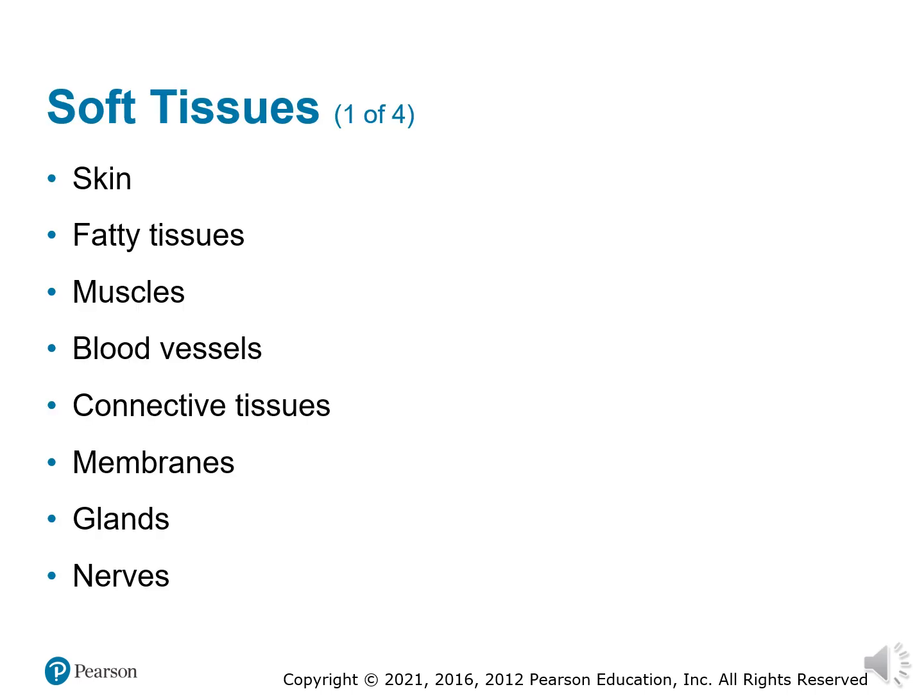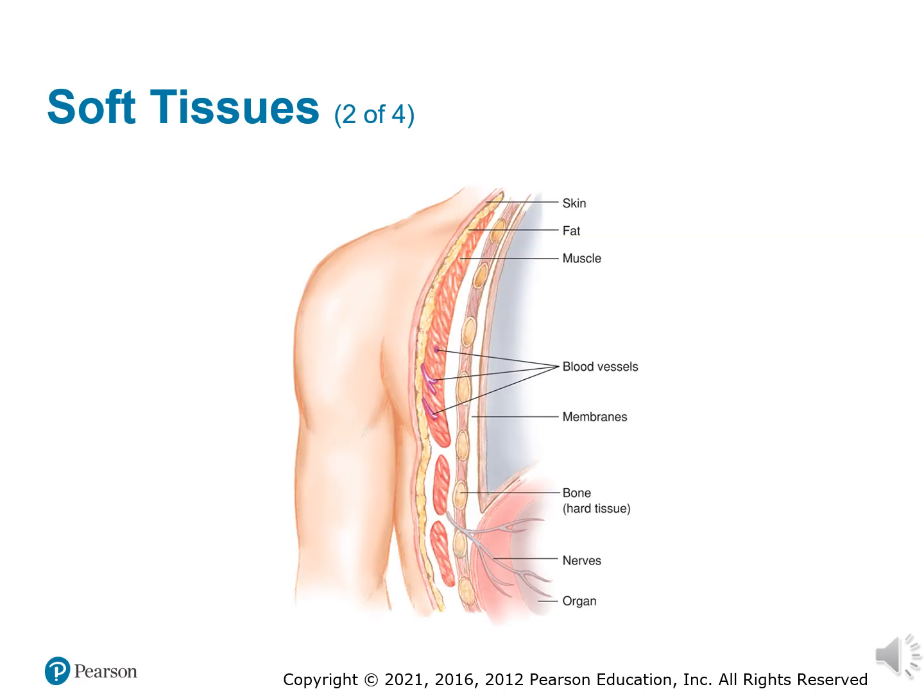Soft tissues include the skin, fatty tissues, muscles, blood vessels, connective tissues, membranes, glands, and nerves. As you can see in this diagram, you can see the skin, the fat, the muscle, the blood vessels, the membranes, the bone, which is the hard tissue, the nerves, and then the organ itself.